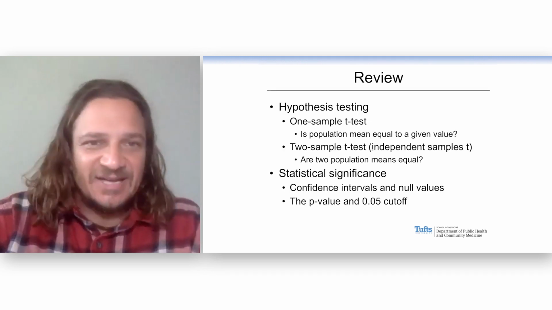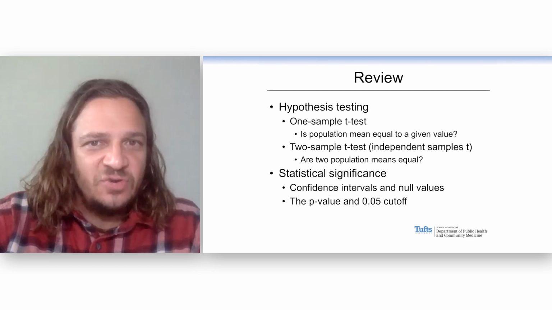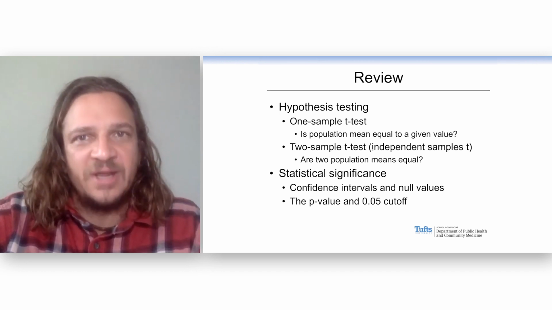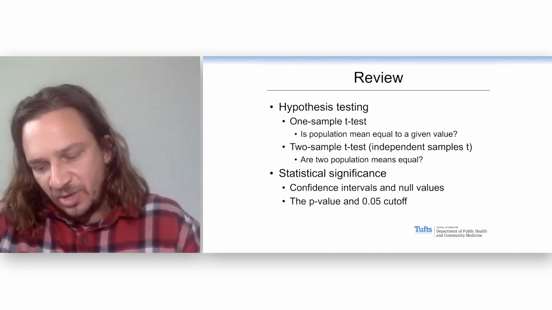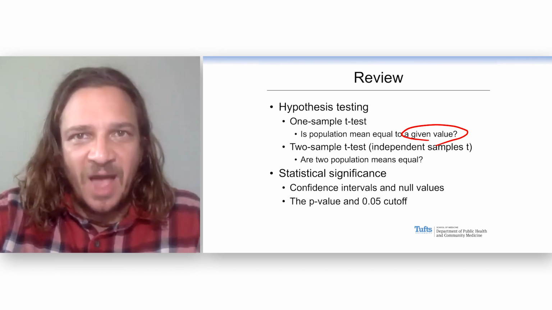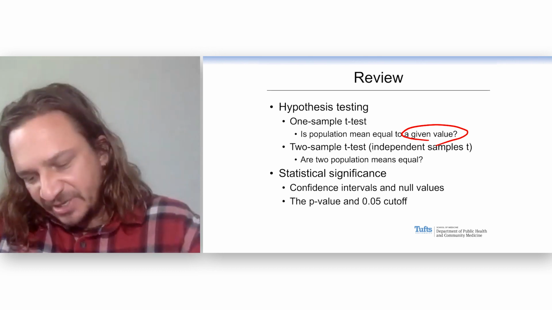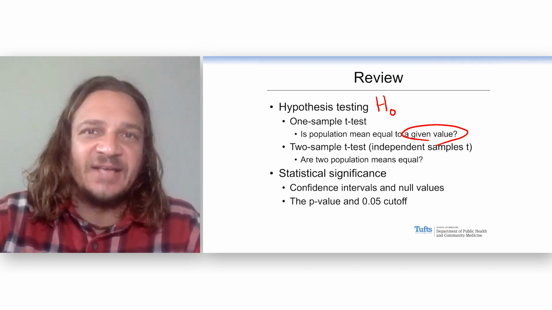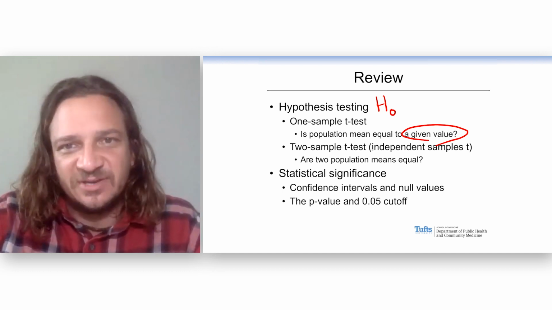Remember that for t-tests, we've basically set up two types of research questions that we can ask. The first is the idea of a one sample t-test, and that is: is your population mean equal to some given value, some hypothesized value? And we were explicit in saying that we're going to set a null hypothesis for that test, and that null hypothesis can come from anything.